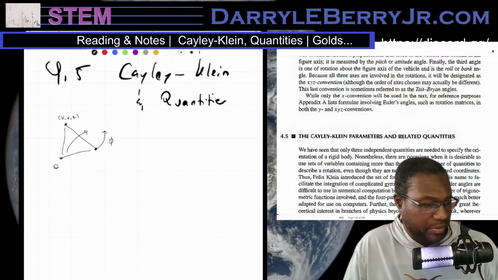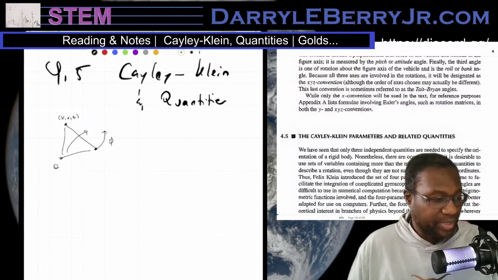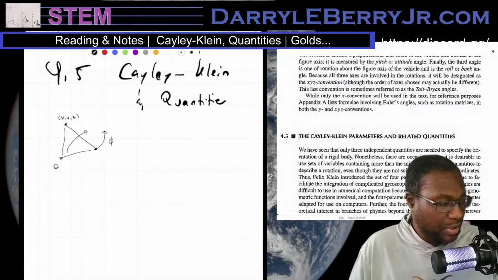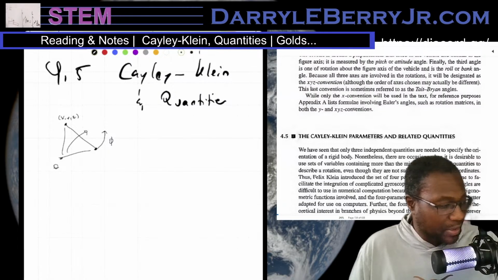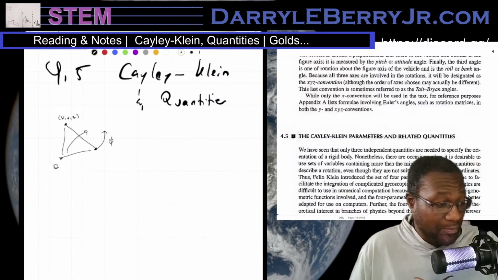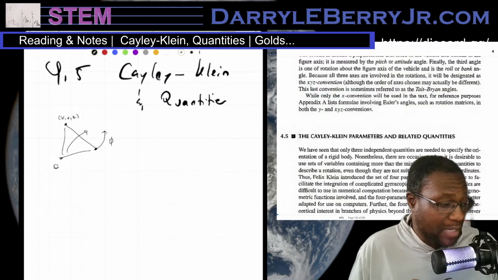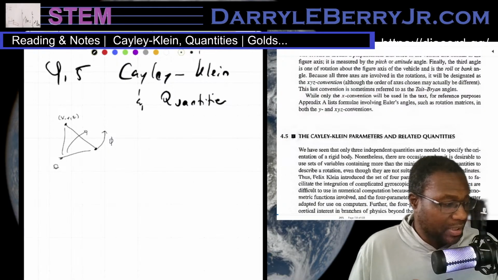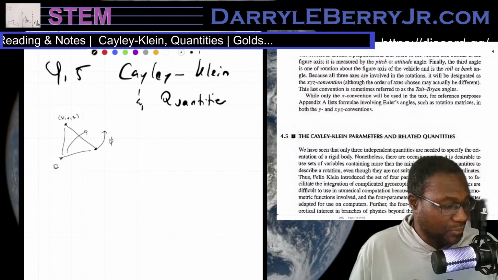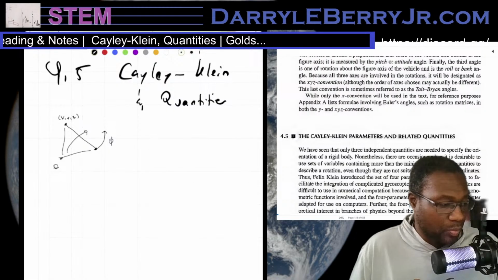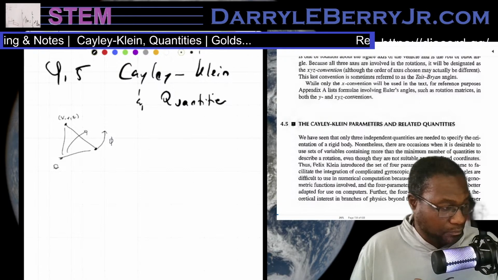Nevertheless, there are occasions when it is desirable to use sets of variables containing more than a minimum number of quantities to describe a rotation, even though they are not suitable as generalized coordinates. Thus, Cayley-Klein introduced a set of 4 parameters bearing his name to facilitate the integration of complicated gyroscopic problems. The Euler angles are difficult to use in numerical computation because of the large number of trigonometric functions involved, and the 4-parameter representations are much better adapted for use on computers.